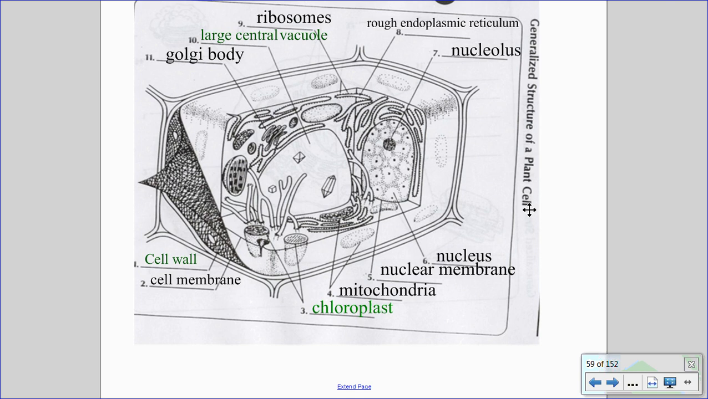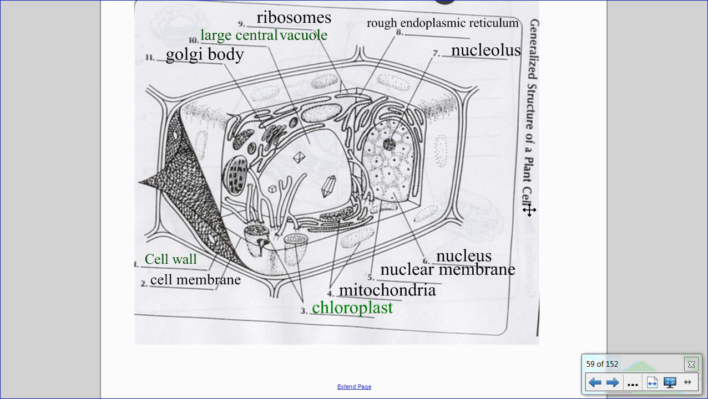Number one on the plant cell is the cell wall, and number two is the cell membrane. Number three is the chloroplast. Number four is the mitochondrion. Number five is the nuclear membrane. Number six, I've labeled the nucleus. Seven is this dark structure inside the nucleus, referred to as the nucleolus. Number eight is the rough endoplasmic reticulum. That's a long word, so you can say rough ER, which is usually the way it's written in many textbooks. Nine is the ribosomes. Ten is the large central vacuole. And eleven is the Golgi body.